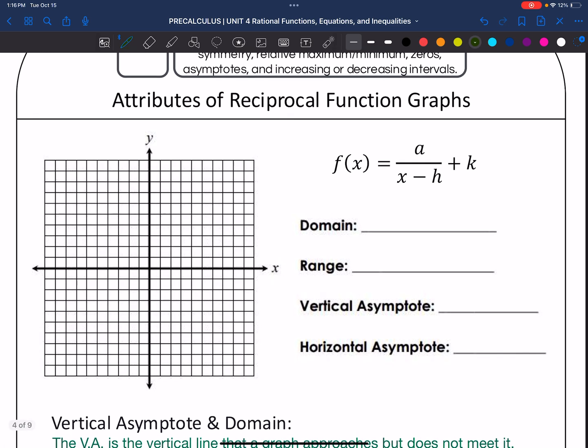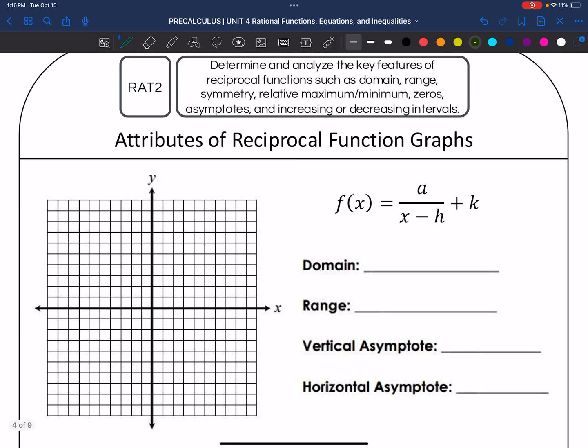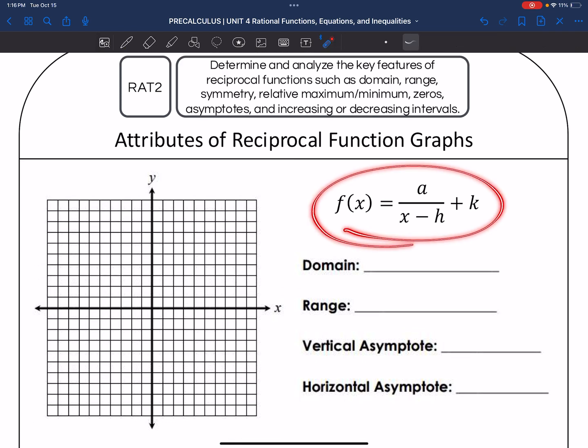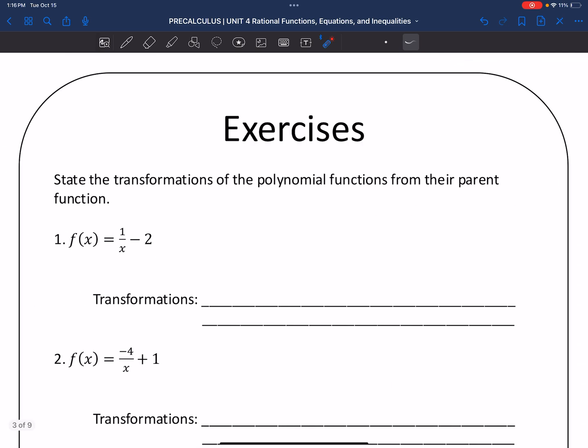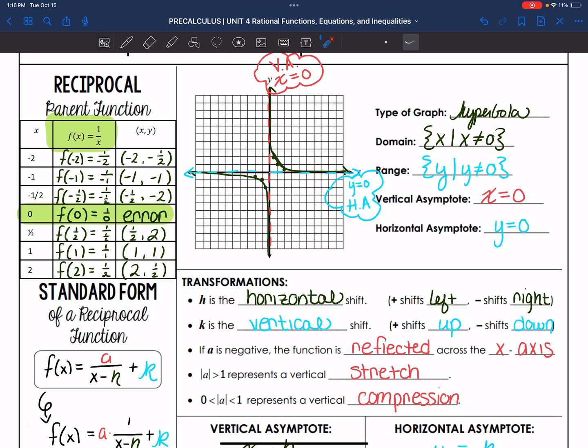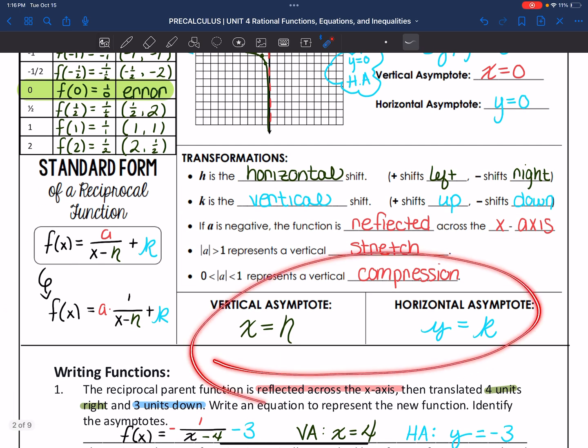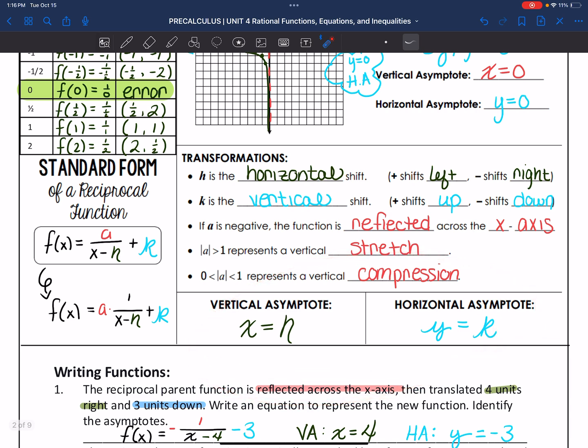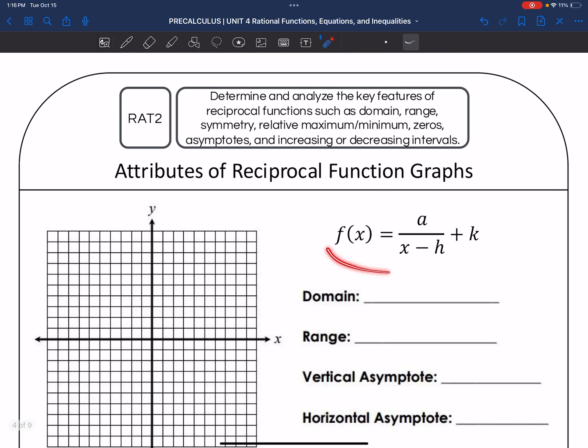You will recall from our last video that the form we are seeing right here is the transformational form, or standard form, of a reciprocal function. And in standard form, we're able to identify our asymptotes very quickly. When you have a reciprocal function in this form, your vertical asymptote is always going to be x equals your h value.